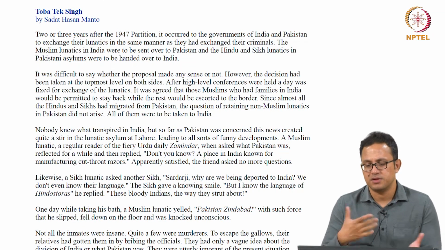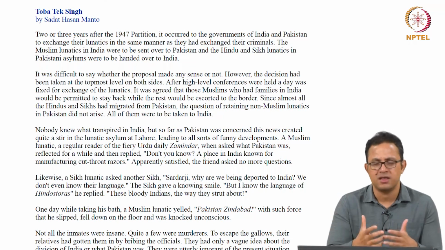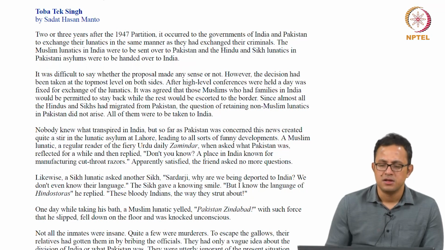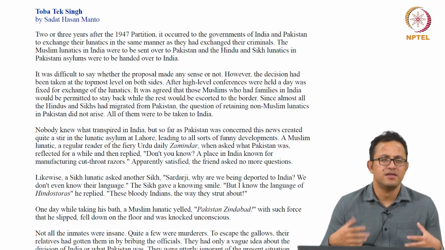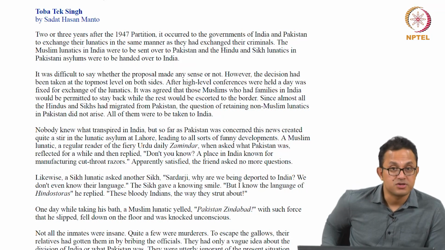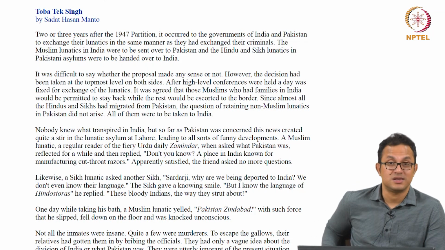"It was decided that the madmen and the criminals were put together and exchanged," as per the religious rationale which caused the partition. So we find that this entire statement, the very opening, which appears to be very objective, very detached, is actually packed with irony, packed with sarcasm, packed with a very biting, satirical intent.